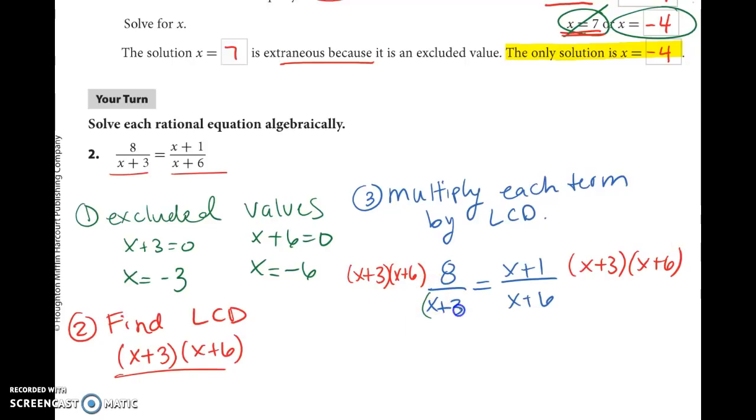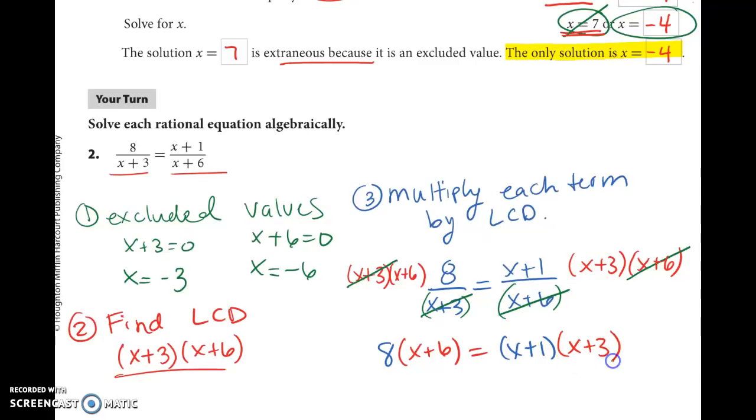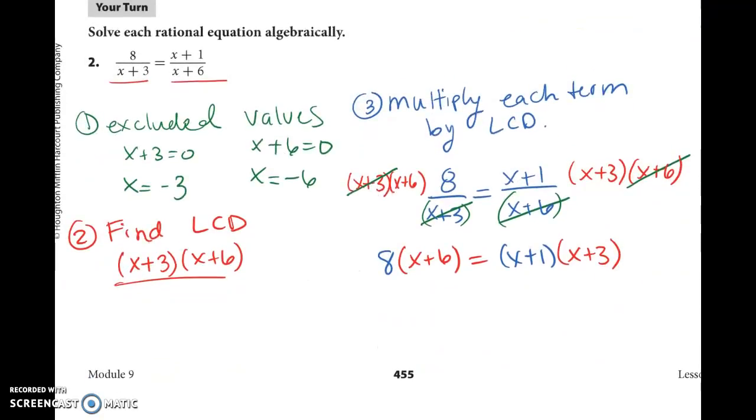And then we simplify. So we have an x plus 3 on bottom and an x plus 3 on top, so those can eliminate and cancel out. Here I have an x plus 6 on bottom and an x plus 6 on top, so those will go ahead and cancel. And if I rewrite this just to be clear, I have an 8 times the x plus 6 left, and on this other side I have an x plus 1 times an x plus 3. So let's go ahead and solve now.